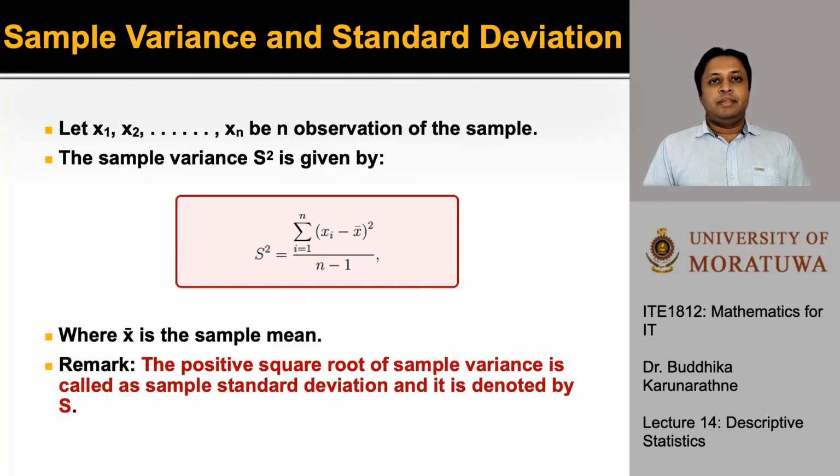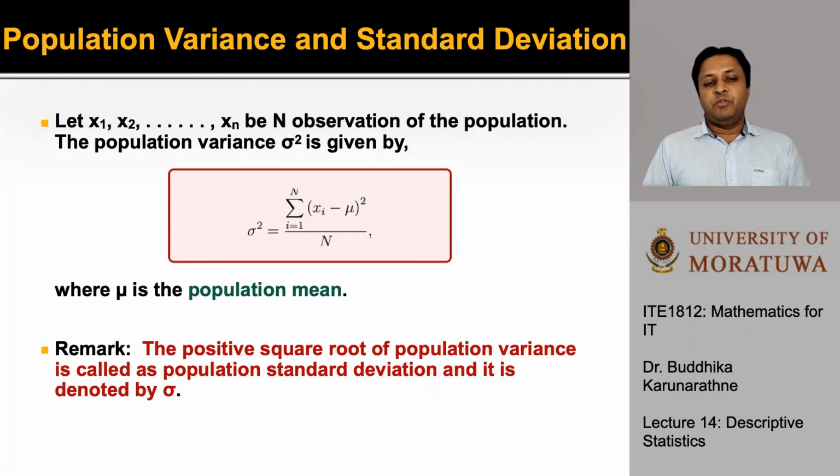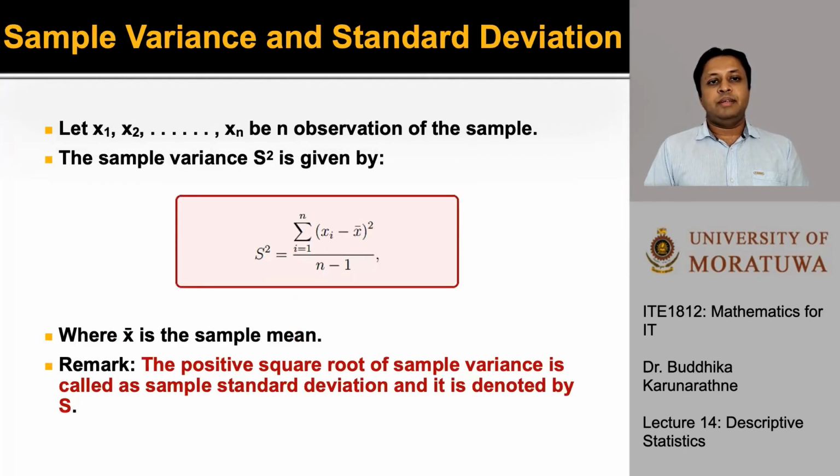Taking another viewpoint, sample variance. Previously it was population variance, and now we look at sample variance and standard deviation. Take an example where you have a sample including values from x1 to xn. The sample variance S squared is given by a similar equation. Here x bar is the sample mean and n is the sample size. Special remark: the positive square root of sample variance is called the sample standard deviation, and it is denoted by capital S.